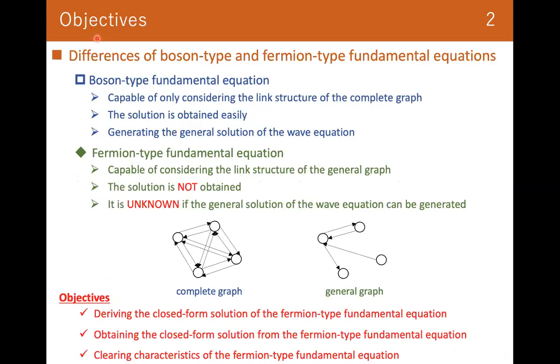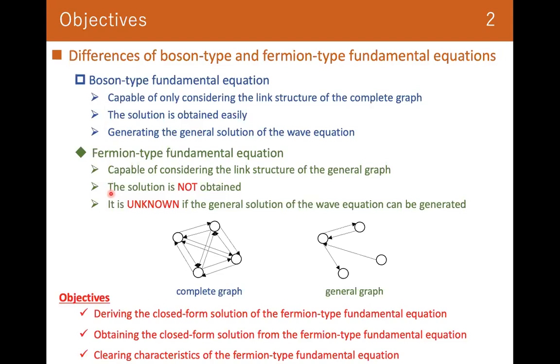Next, I'd like to talk about objectives of this research. Before talking about the objectives, I will explain differences of Boson-type and Fermion-type fundamental equations. The Boson-type fundamental equation can only consider the link structure of complete graphs. Furthermore, the solution of the equation is obtained easily, and the Boson-type fundamental equation generates the general solution of the wave equation. On the other hand, the Fermion-type fundamental equation can consider the link structure of general graphs.